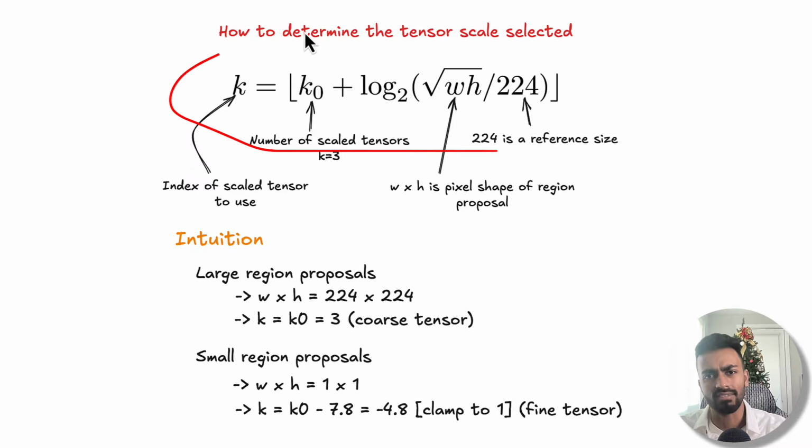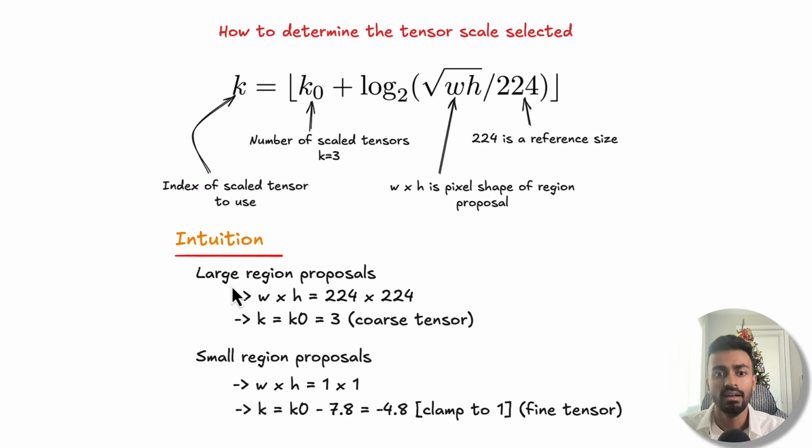And why we even have this formulation is the intuition that larger region proposals would use coarser tensors. Let's say we have a 224 cross 224 image, W cross H would be the region proposal is basically the entire image itself. This is the maximum it can be, 224 cross 224. So you can imagine this term becomes 1, log of 1 base 2 becomes 0, and hence K is equal to K0, which is equal to 3, which you can imagine to be the coarse tensor. Which makes sense. Large region proposals, coarse tensor.